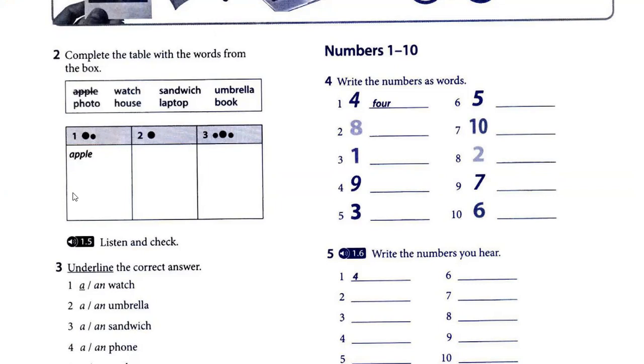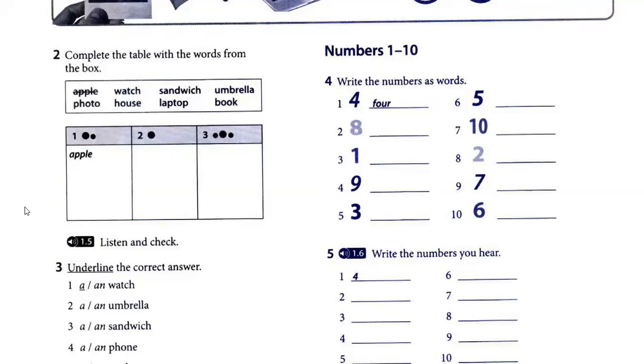Photo would be number one. Watch. Okay, it will be in the second one because it has only one sound. Okay. I thought double O, PH O, don't you? Okay. Yes, no problem. Watch would then be two. Next word is sandwich. Sandwich, number one, because it has two syllables, okay?